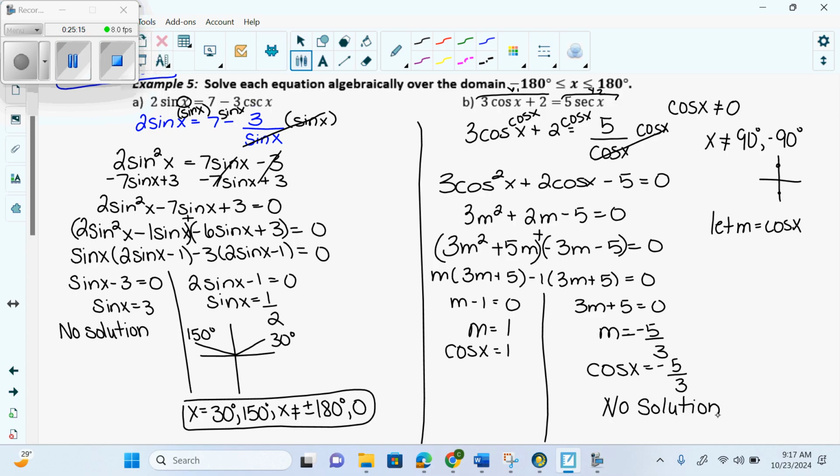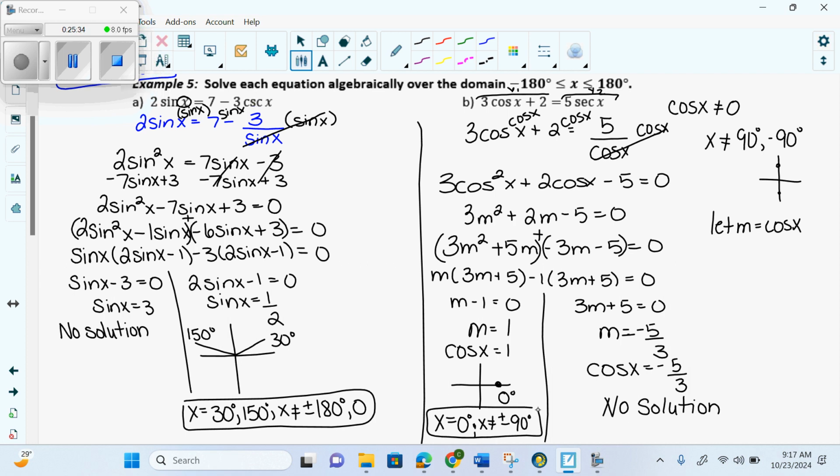And where does cos x equal 1? 0. The only one, because it's from negative 180 to 180. So x equals 0, and then x can't equal plus or minus 90.